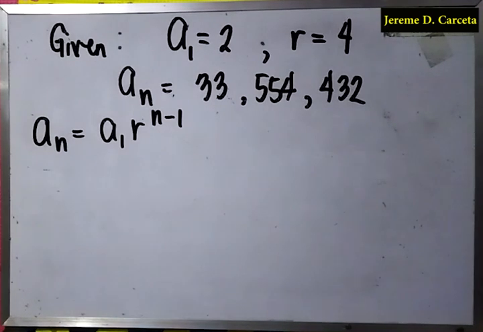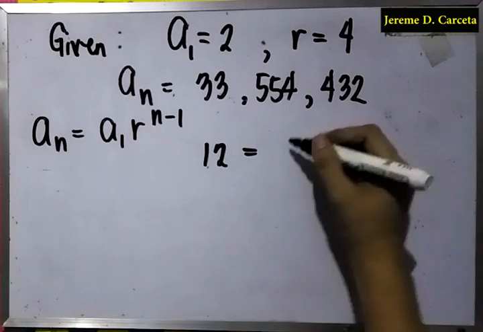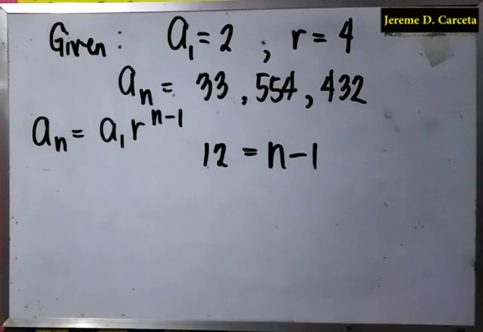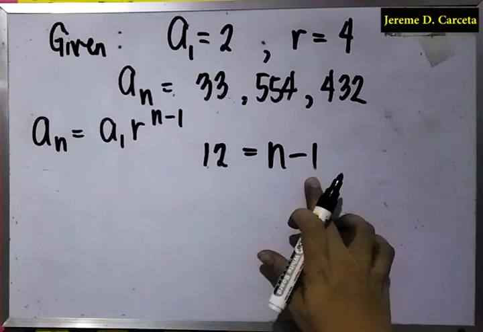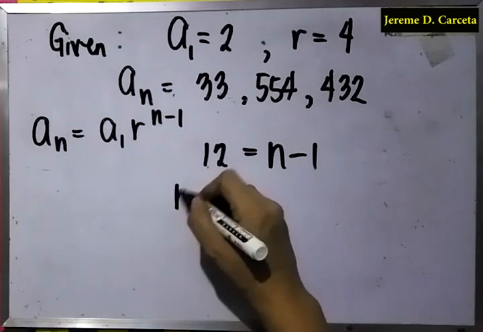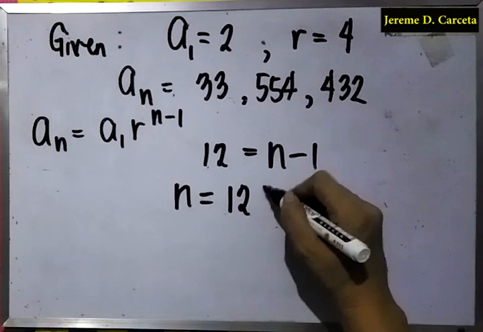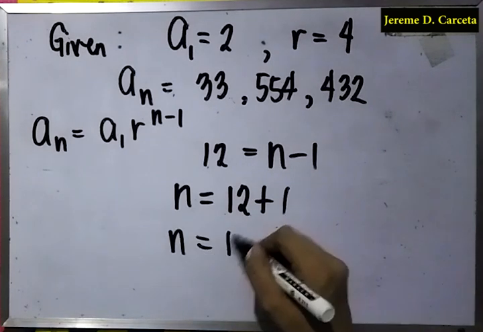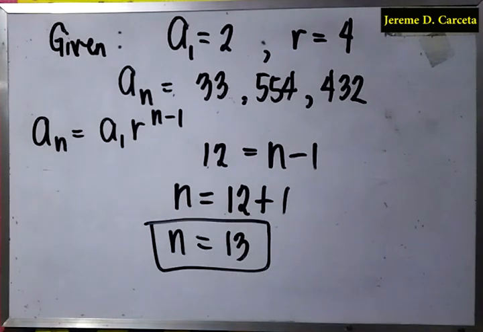Again, 12 is equal to n minus 1. To find our n, we use the addition property of equality, or APE, to eliminate negative 1 beside n. So we add to both sides positive 1. Therefore, we'll have n equals 12 plus 1, which is equal to 13. So in the first solution, using the general formula, we obtain that our n is equal to 13.